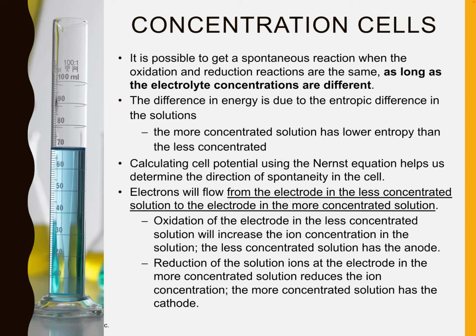So what we're going to do is calculate the cell potential using the Nernst equation to determine the direction of spontaneity in the cell. Just in general though, guys, the electrons are going to flow from the electrode in the less concentrated solution to the electrode in the more concentrated solution. And here's the reason why, right? The oxidation of the electrode in the less concentrated solution will increase the ion concentration in that solution.